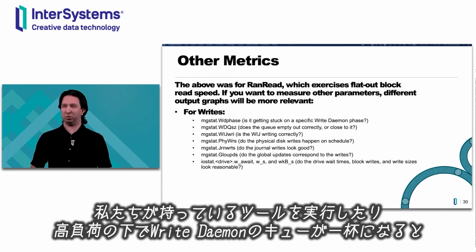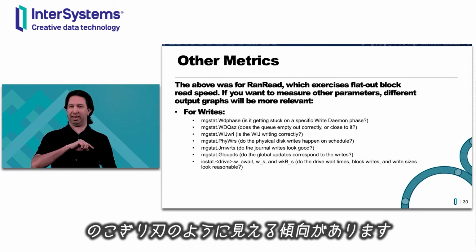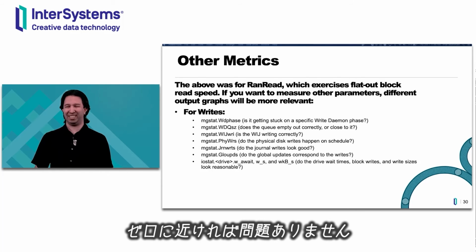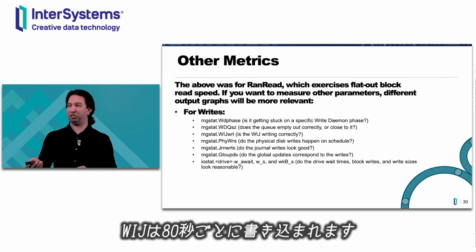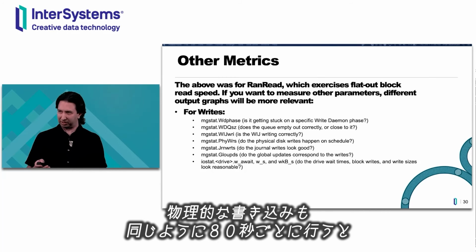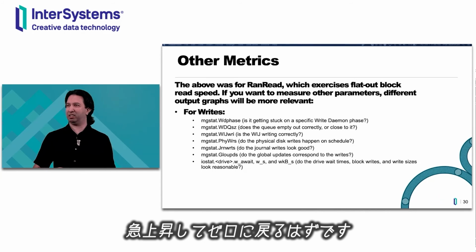Running some of the tools that we have, or under a heavy load, it tends to look like a sawtooth as the write daemon queue fills up, and then when the write daemon runs every 80 seconds, it drops down close to 0 or sometimes at 0. It doesn't have to be at 0 every time, as long as it gets close. The WIJ, again, every 80 seconds, it should activate write and be done. Physical writes, the same thing. That should go on the same 80-second cadence. You should see it spike and then go back to 0.